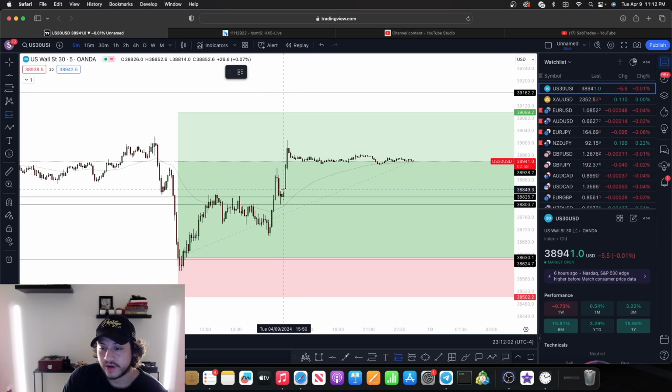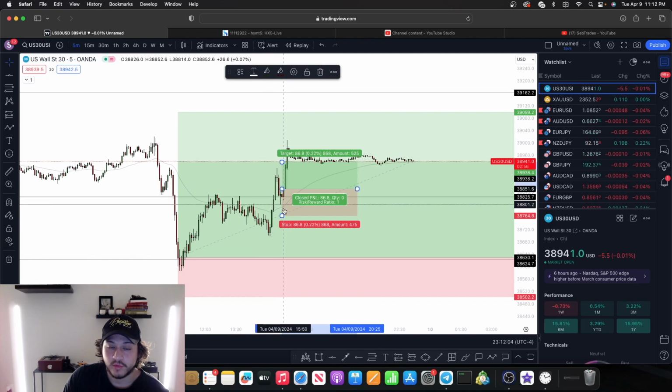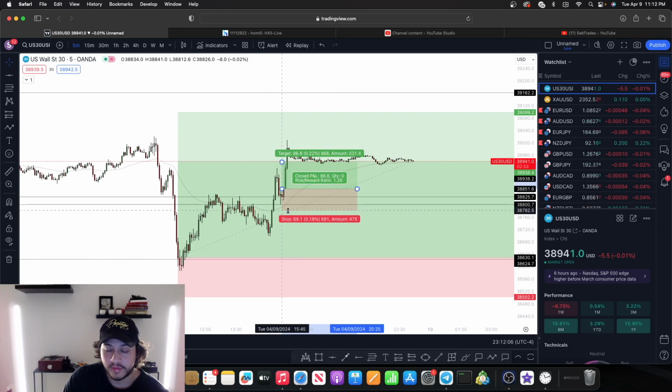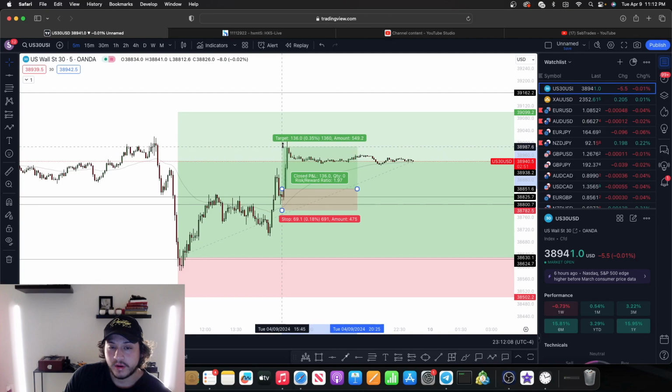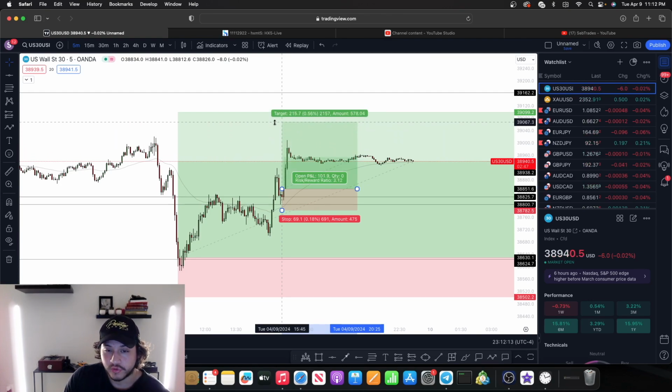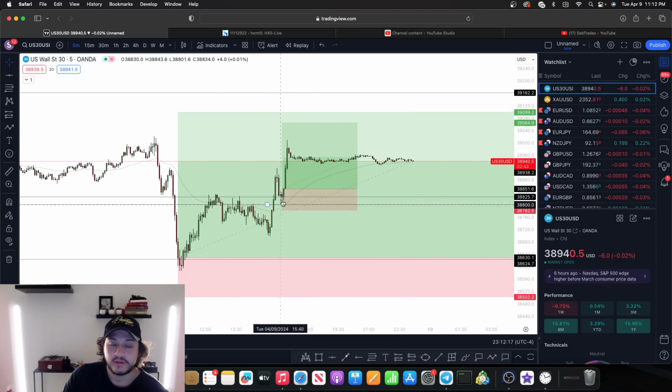I could have taken my position at around the 38,850, which would have been my second entry. My stop loss could have been somewhere around there, and then we would have been in profit for over 140 points. It almost could have given us a 1 to 3 as well. So if you waited for this entire move to happen, you could have caught the buys right over here, which was originally the plan.